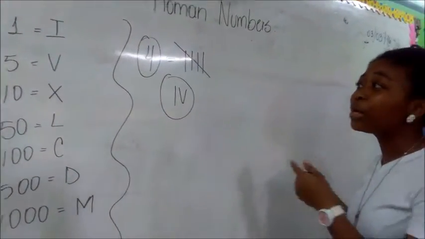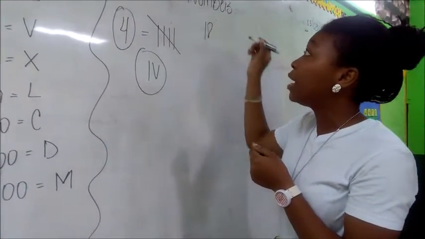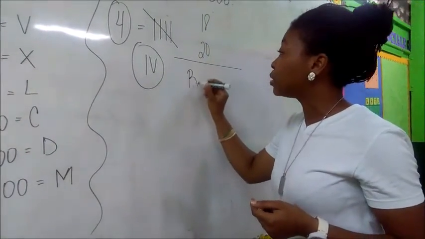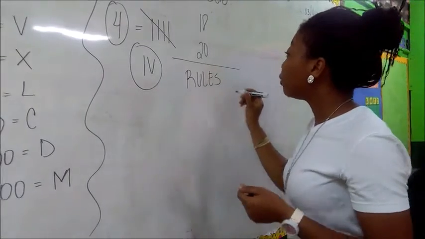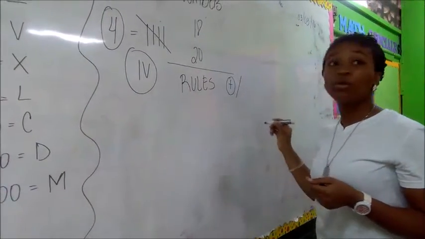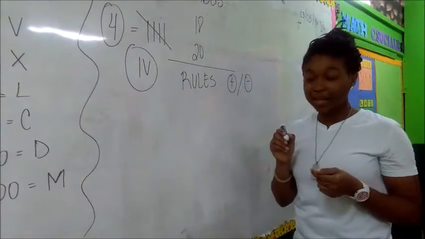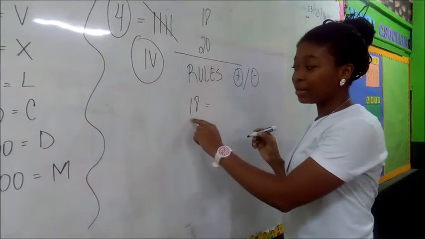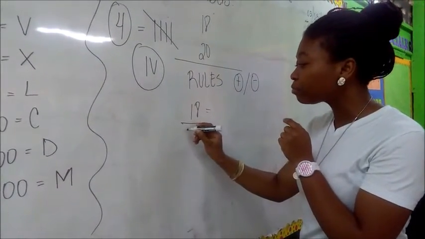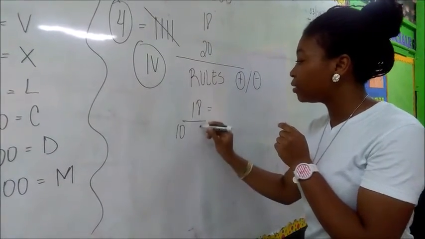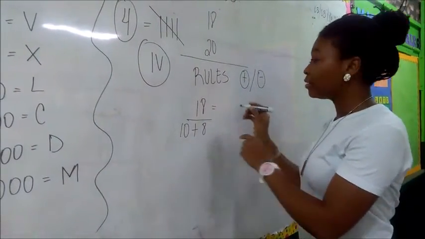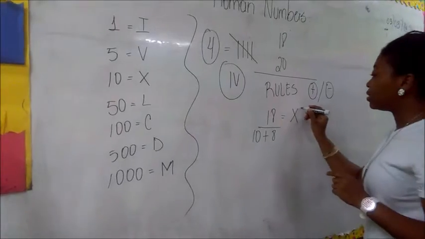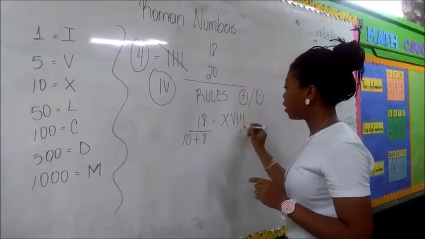How are we going to know how to write this kind of number? For example, if we want to write 18 or 20, in this case we have to use and know the rules, when we add and when we subtract. For example, 18: we know that 10, we are going to make the division 10 and 8. The number 10 is the symbol X that we have here, and the number 8 is this one, 1, 2, and 3.